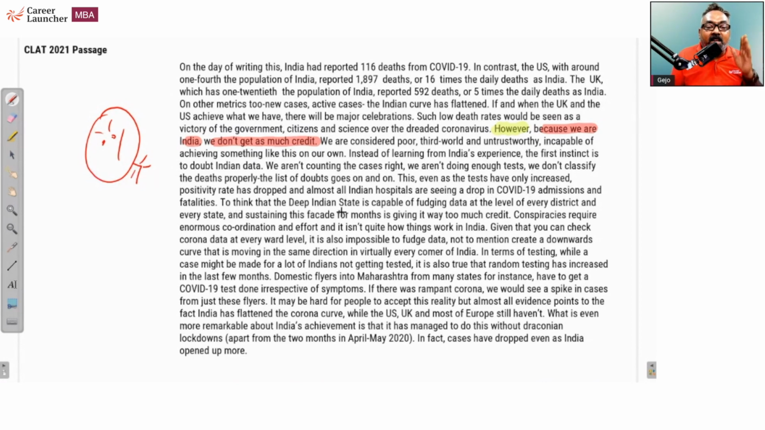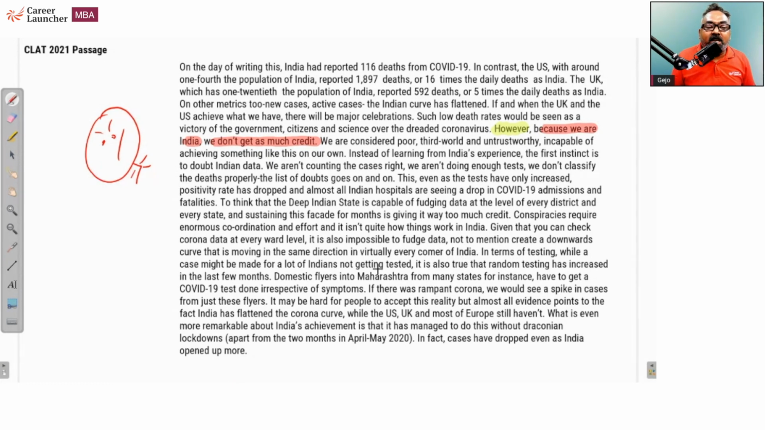To think that the deep Indian state is capable of fudging data at the level of every district and every state and sustaining this facade for months is giving it way too much credit. Conspiracies require enormous coordination and effort, and it isn't quite how things work in India. Given that you can check corona data at every ward level, it is also impossible to fudge data. Not to mention, create a downward curve that is moving in the same direction in virtually every corner of India.